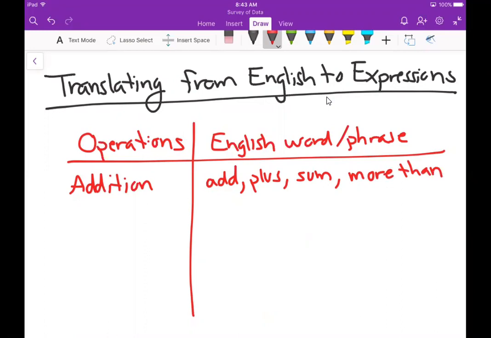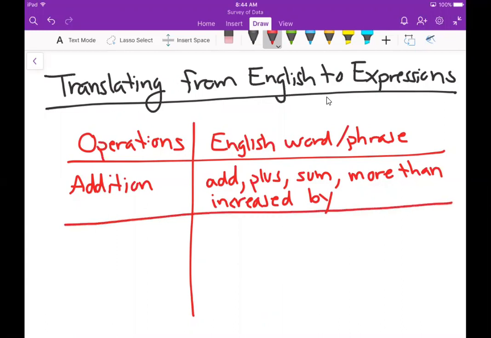And another common one is if I increase something. So if I increase something by 3, that means I add 3 to it. Okay, so just some typical phrases there. Again, not an exhaustive list, but some things to look out for that mean addition.